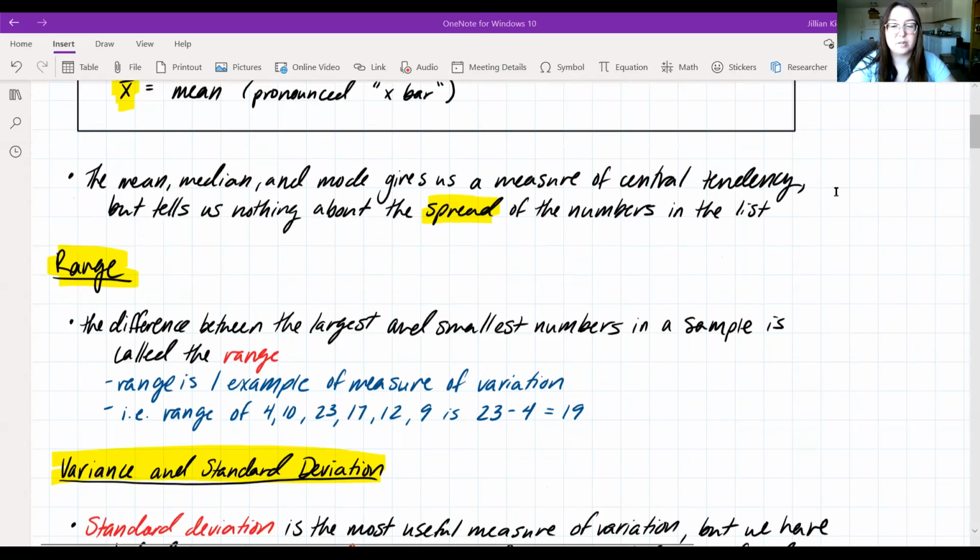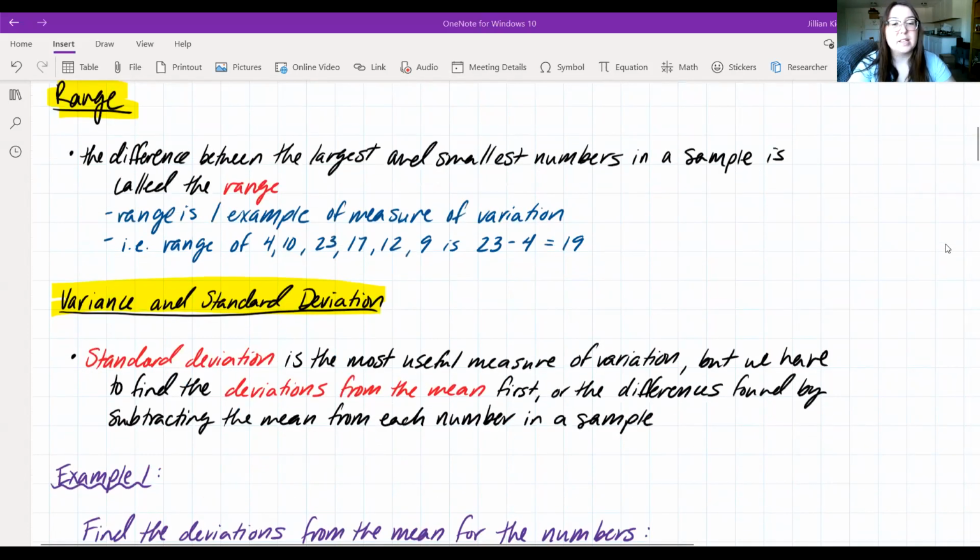So the first thing we're going to go over is range. The difference between the largest and smallest number in a sample is called the range. Range is just one example of a measure of variation. For example, for the set of numbers 4, 10, 23, 17, 12, and 9, the range is your largest number minus your smallest number. Our largest number is 23 and our smallest number is 4. So we take 23 minus 4, which is equal to 19. We would say that the range of the set of numbers is 19.